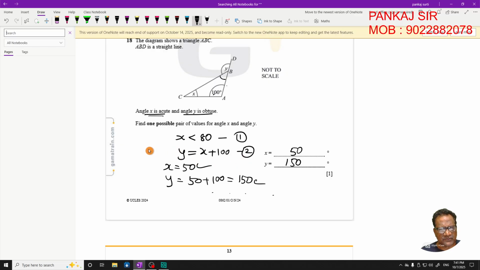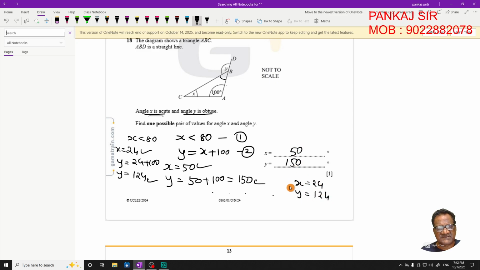Suppose I give you one more pair so that you understand. Suppose my x is less than 80, isn't it? Suppose I am taking this x as 24. It is less than 80, so I can take it. Now the second condition becomes y is equal to x plus 100, so it will be 24 plus 100, right? So y should be how much? 124. This should also satisfy. So my other pair of answer will be x equal to 24 and y equal to 124. Even this answer is correct.